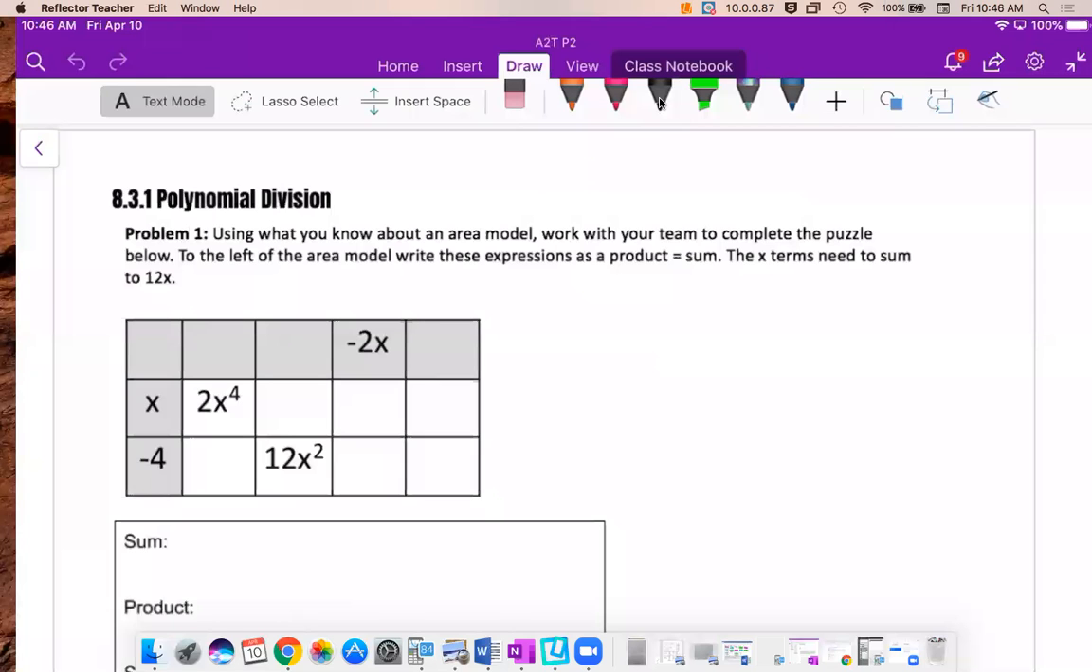Hi guys, welcome back. Today we are going to learn about polynomial division, which I think is kind of fun. It's kind of like a puzzle and you just have to figure out where things go in our area models. So we're going to start with this first example, kind of getting us into this whole thought process.